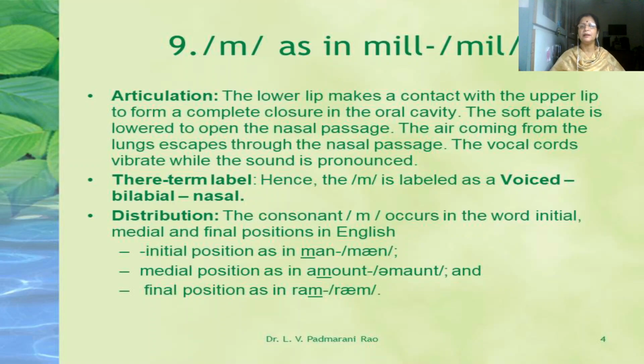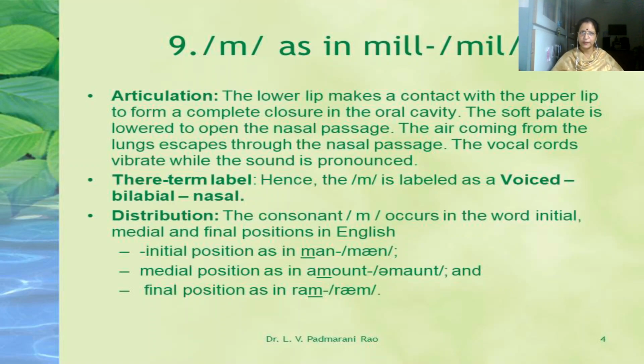During the articulation of the sound, both the lips come close to each other. The upper lip and the lower lip make a firm contact so that a complete closure of the oral cavity is observed. Now, till here, it is almost similar to that of a plosive or an affricate. But the difference is the soft palate is lowered to open the nasal passage of air. The air that is coming from the lungs escapes through the nose as a result.